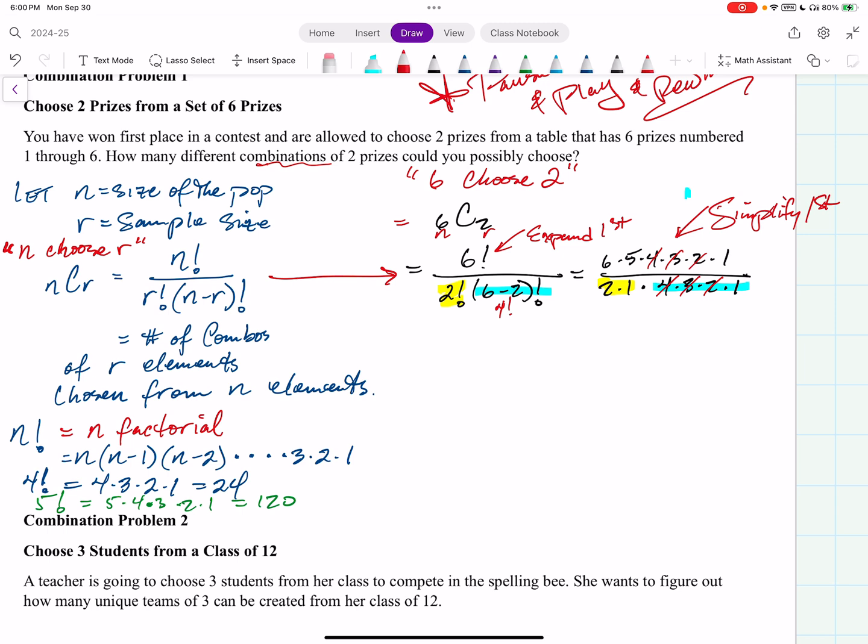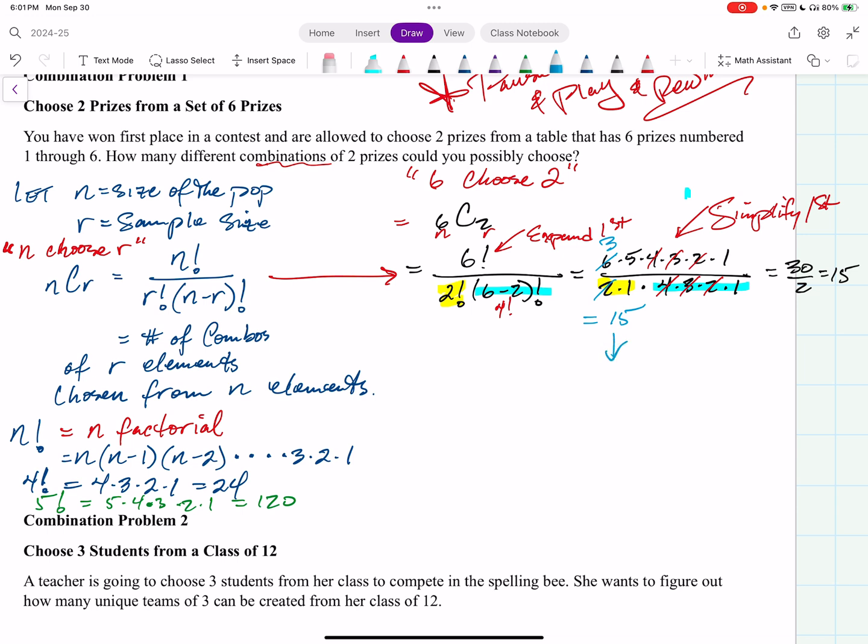And then up top, we only have 30 now. So if you want to multiply and then divide, you can. You go 30 divided by 2, which is 15, and you are done. There's 15 ways you can pick two prizes from 6. Or you can even simplify it a little further. Watch this. You can go 2 into 6 is 3. 3 times 5, guess what? You still get 15. So there's 15 ways you can choose two prizes from 6.